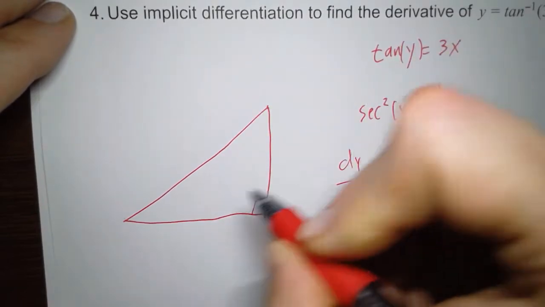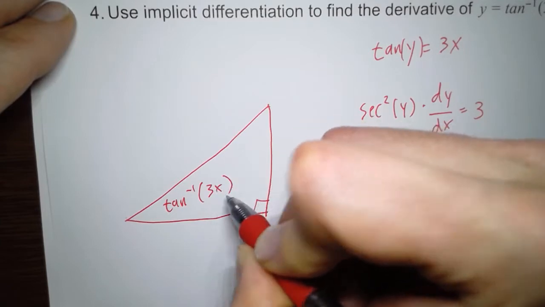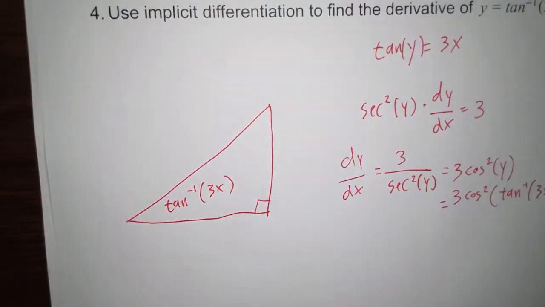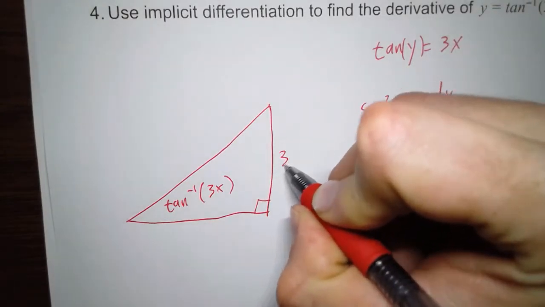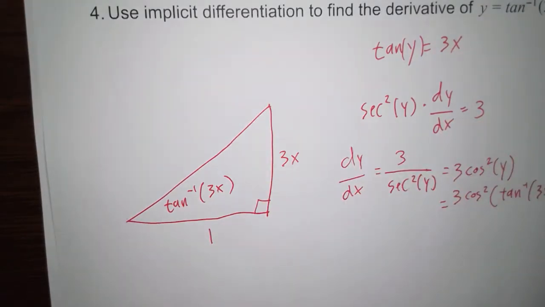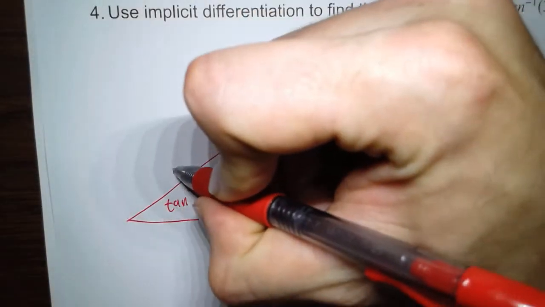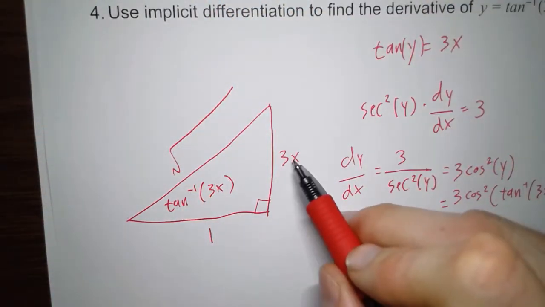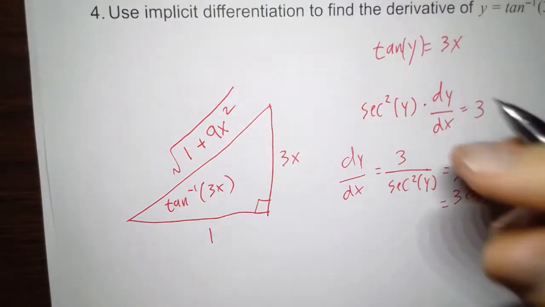So our angle in question is tangent inverse of 3x. And what we're saying here is that our tangent ratio is 3x. So tangent is opposite over adjacent. So we have 3x as our opposite side. And we always use 1 as our denominator. That's kind of the theme we're working with. And so what we want is cosine, so we're going to need the hypotenuse. Using the Pythagorean theorem, this squared plus that squared, we have the square root of 1 plus 9x squared for our hypotenuse.